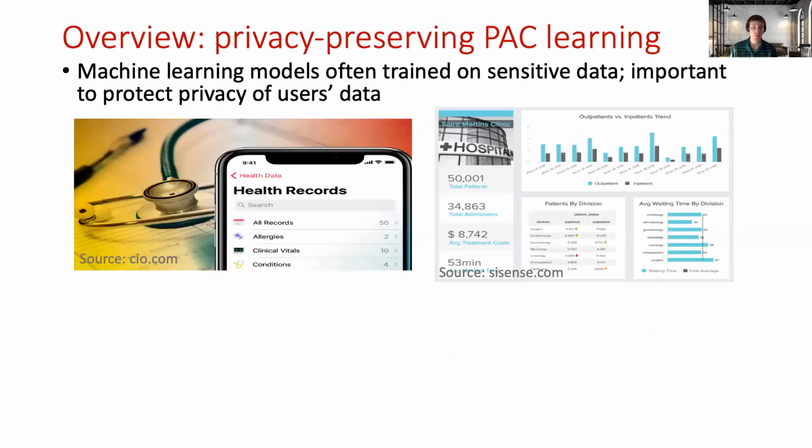So in this talk, I'll discuss privacy-preserving machine learning. This has attracted a lot of attention in recent years, in part because there are a lot of applications of machine learning in which models are trained on sensitive data, such as healthcare records or hospital data. And in such situations, it's important to protect the privacy of the users whom this data corresponds to.